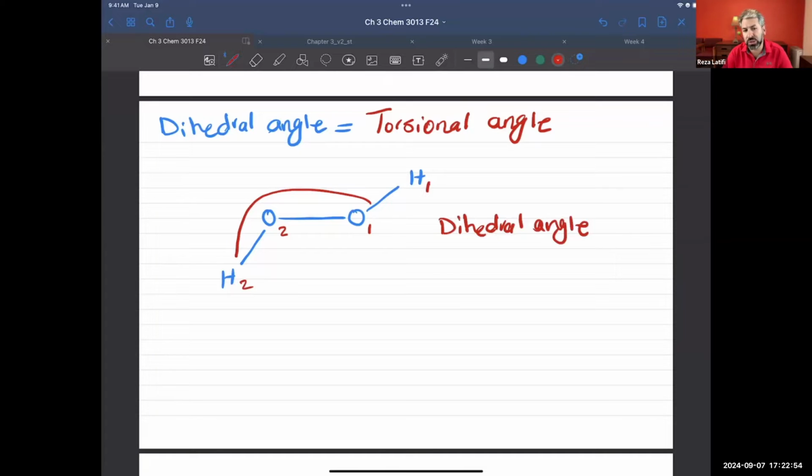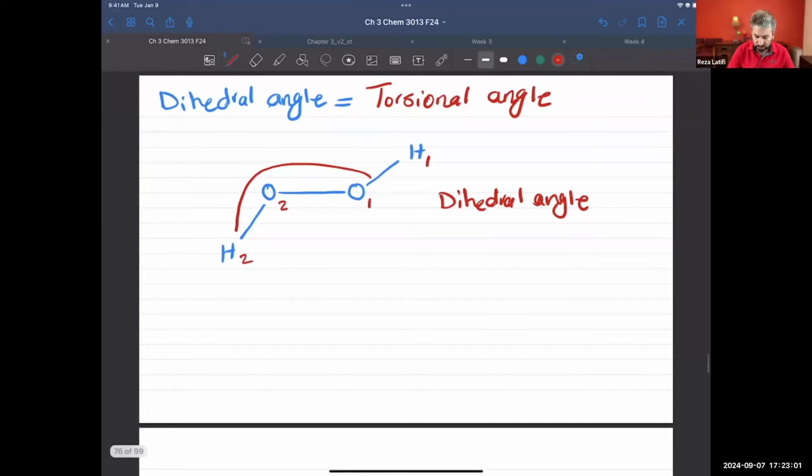For a dihedral angle, you need to have four atoms involved. So the way I'm going to present this dihedral angle or torsional angle, I'm going to say I have hydrogen number one, oxygen number one, and then oxygen number two, and then hydrogen number two. I have four atoms involved. So I have H, O, O, H. The angle between them, I'm going to call it a torsional angle or dihedral angle.